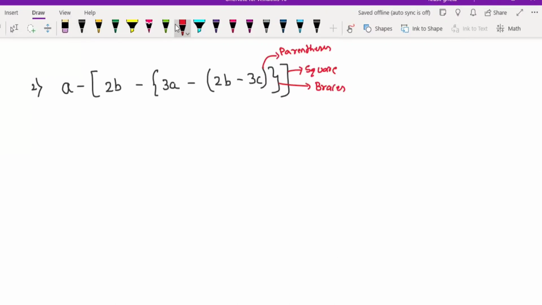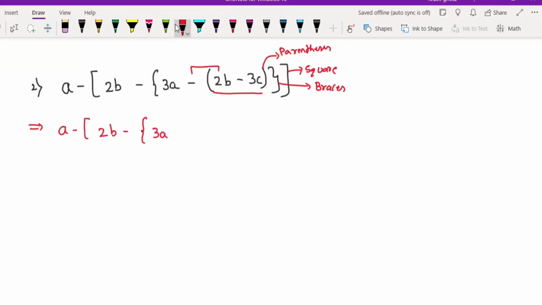To solve this question, we need to remove the brackets one by one. Starting from these two terms which are under the common bracket, that is the parenthesis bracket. So a minus of 2b minus braces bracket open, that is flower bracket open, 3a. To remove this bracket, what am I going to do? I'm going to multiply the term or sign which is outside this bracket. Which one is that? Minus. So just multiply it.